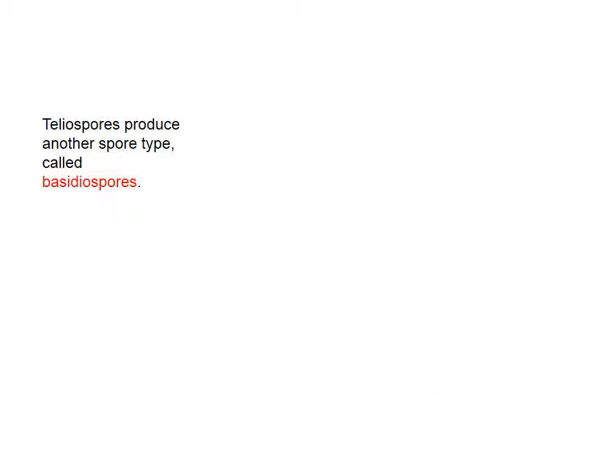So these teliospores actually produce another spore type called basidiospores, and I don't actually have a picture of that, but those basidiospores are what actually is released, and those then spread in like a wind-driven rain to affect apples.